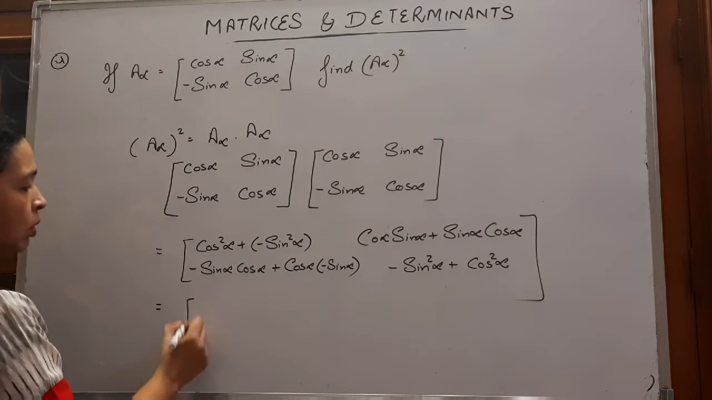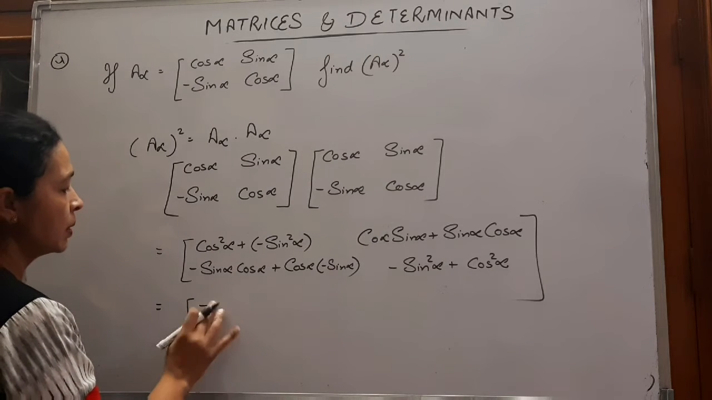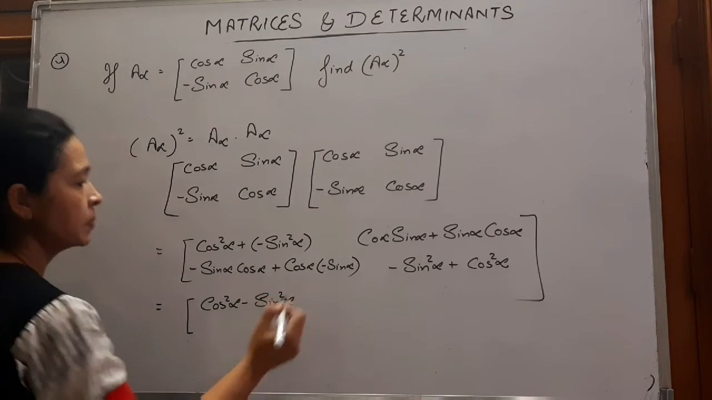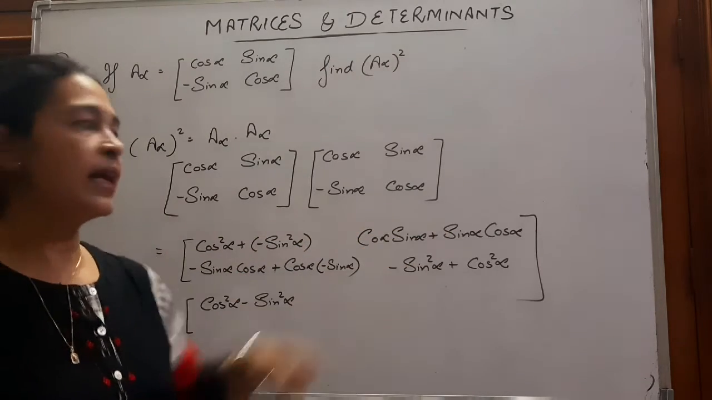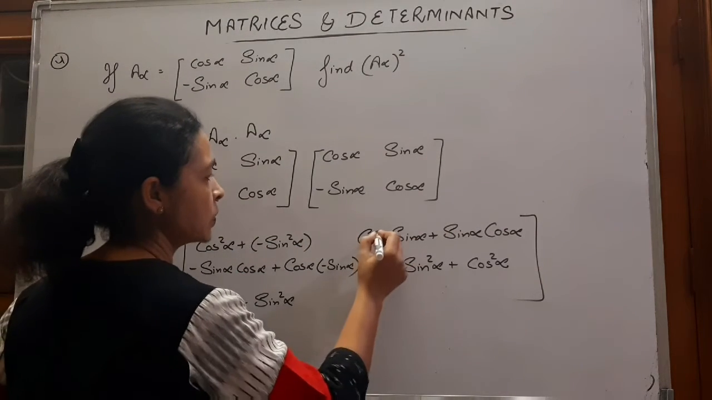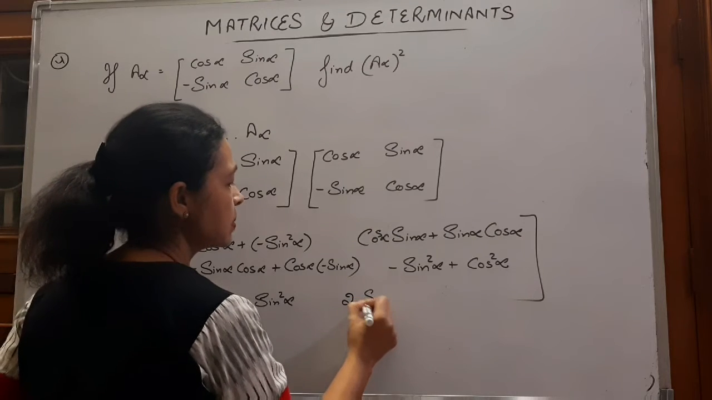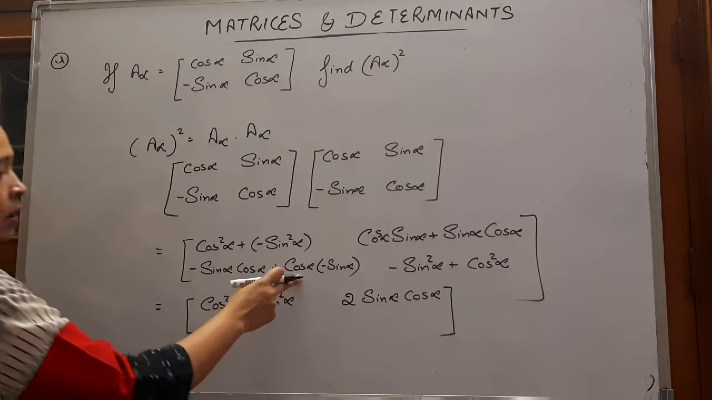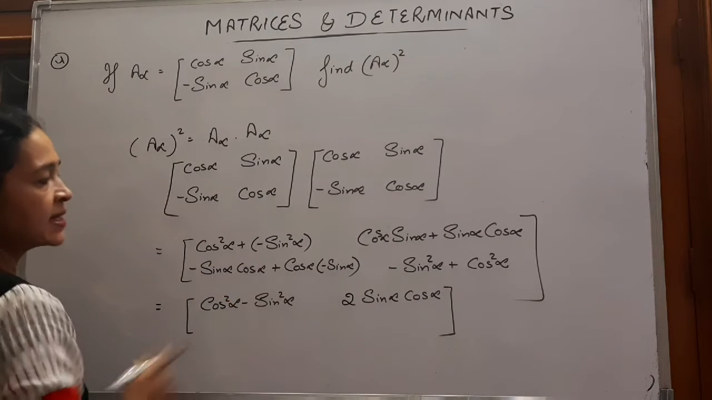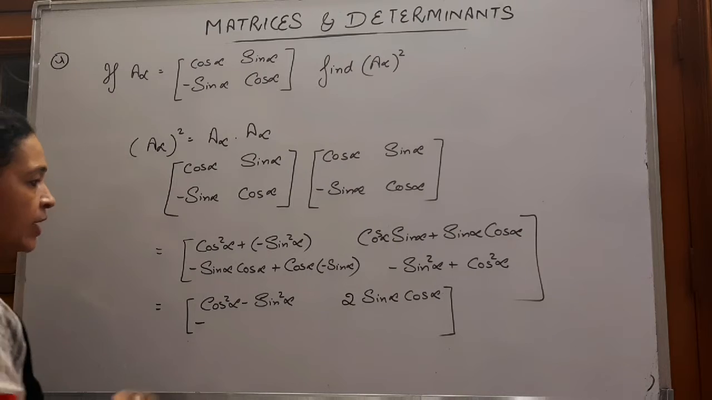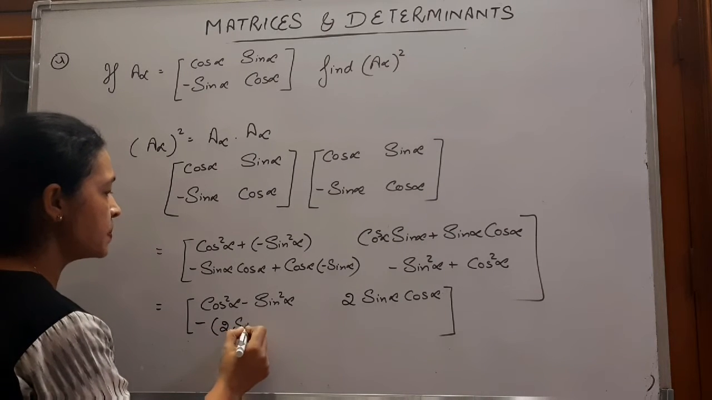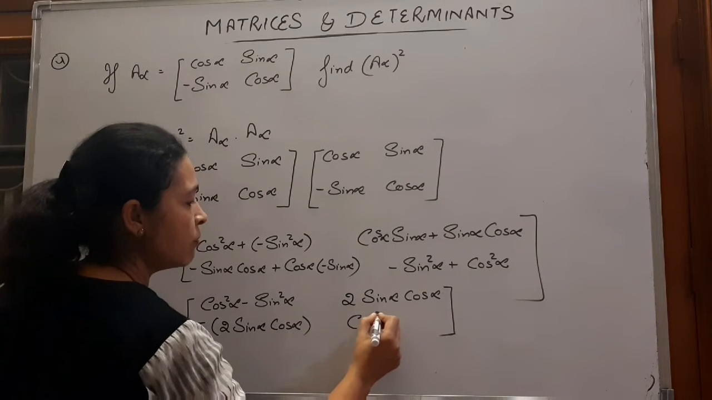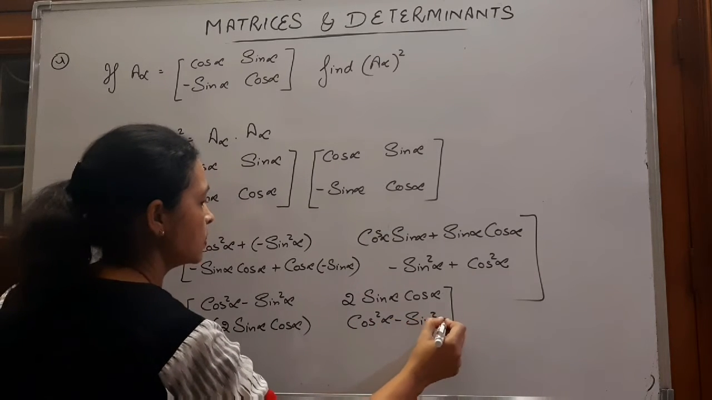Now, plus minus minus. We have cos square alpha minus sin square alpha. Here we have cos alpha sin alpha plus sin alpha cos alpha, this is 2 times sin alpha cos alpha. Minus sin alpha cos alpha and minus sin alpha cos alpha. If we take minus sin common, inside we will have 2 times sin alpha cos alpha. And here again cos square alpha minus sin square alpha.